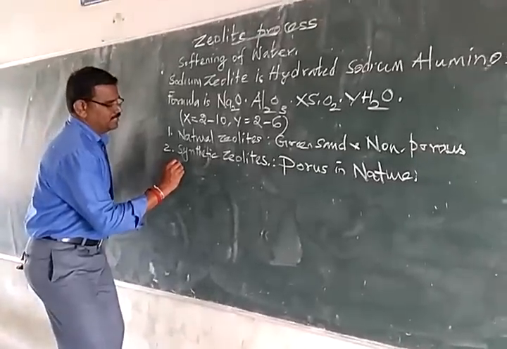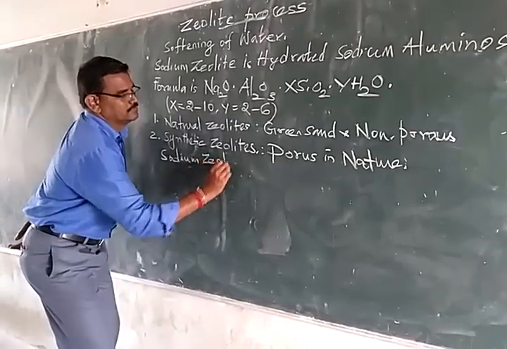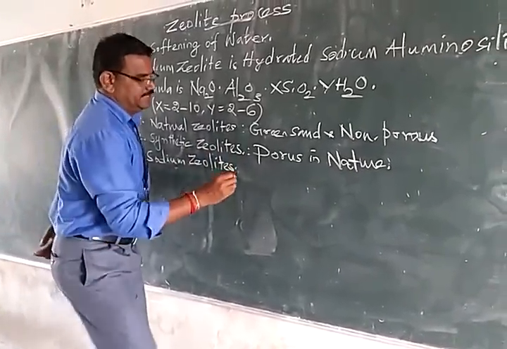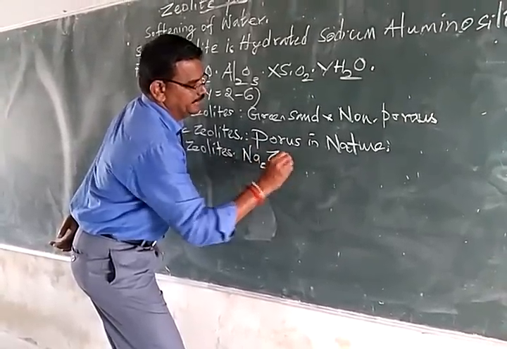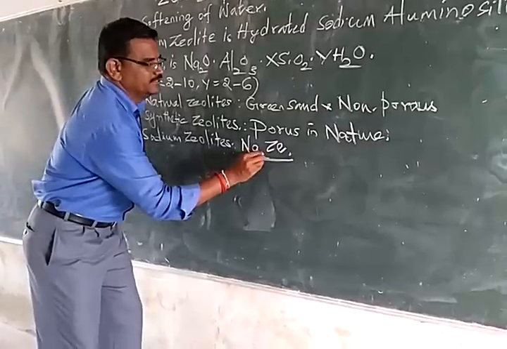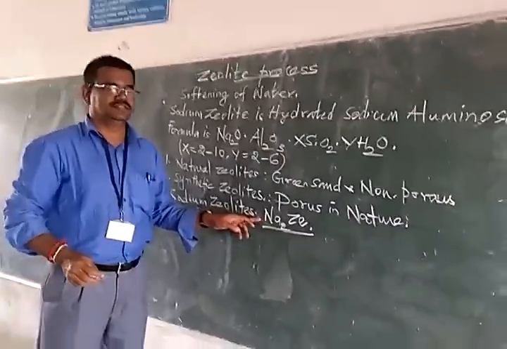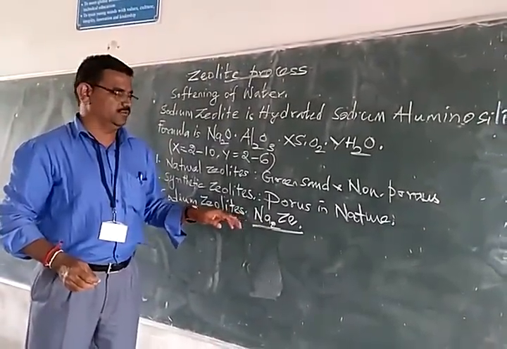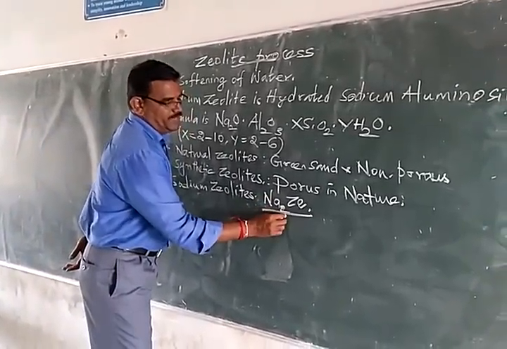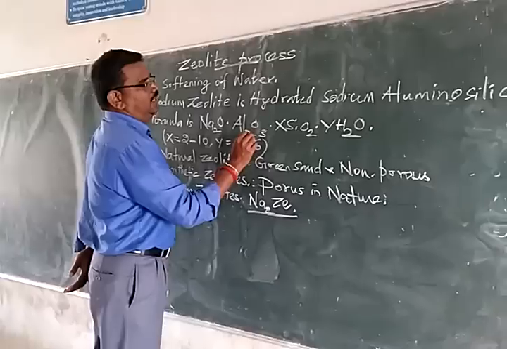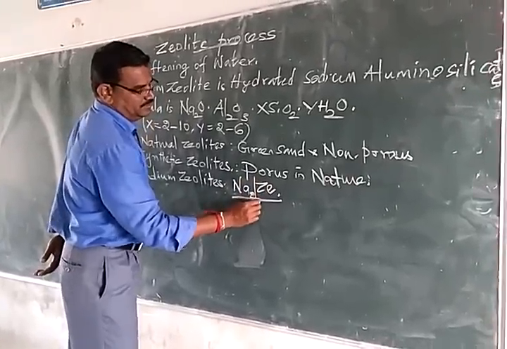The synthetic zeolites are called sodium zeolites, which is represented as the formula Na2Ze. So Na2Ze is the sodium zeolite. This is the synthetic zeolite, which is used for softening of hot water. In synthetic zeolite, the sodium ions are retained, and the remaining aluminate silicate is separated.